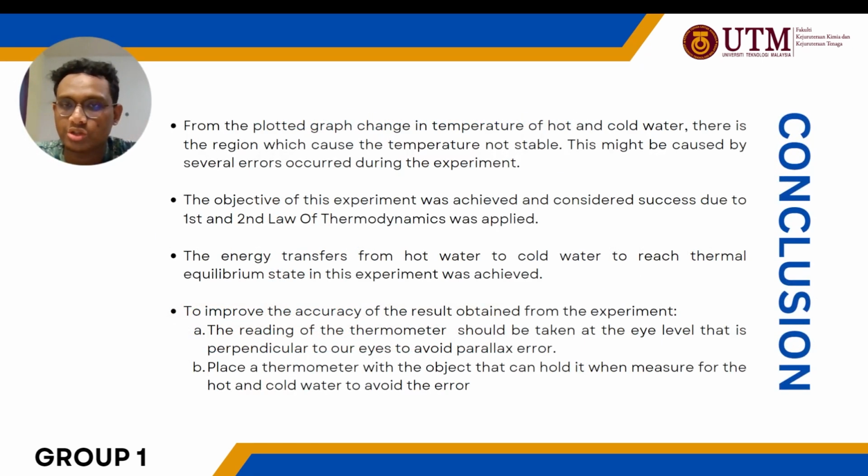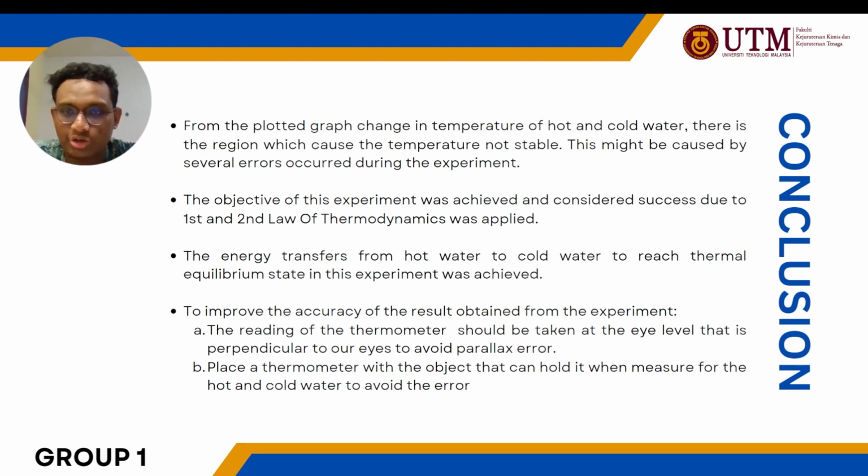For our conclusion of this experiment, from the plotted graph of change in temperature of hot and cold water, there is a region which caused the temperature to be not stable. This might be caused by several errors that occurred during the experiment. The objective of this experiment was achieved and considered a success, as the first and second laws of thermodynamics were proven. The energy transfers from hot water to cold water to reach the thermal equilibrium state in this experiment was achieved.